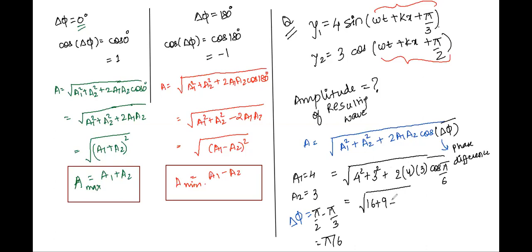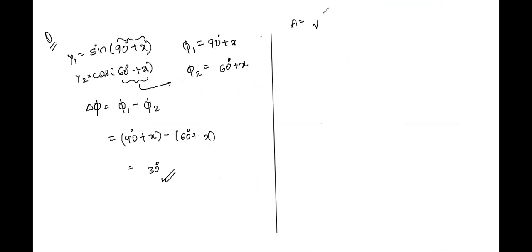16 plus 9 plus 24 cos of 30. How much is it? Root 3 by 2. So you get the answer as 25 plus 12 root 3. Are we correct? Are we clear? Very sure? Okay. Very good. Now class, we have discovered one formula, that is A is equal to under root of A1 squared plus A2 squared plus 2 A1 A2 cos phi.